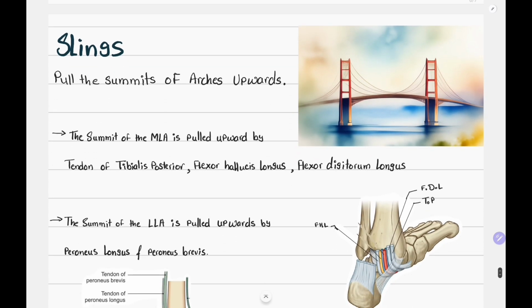Now coming to the slings. Slings pull the summit of the arch upward. With the help of this analogy again, this is the summit. This is the Golden Gate Bridge. The summit is the highest point and it is pulled upward by, here are the cables. So these cables are called slings. So the highest point is pulled upward with the help of slings.